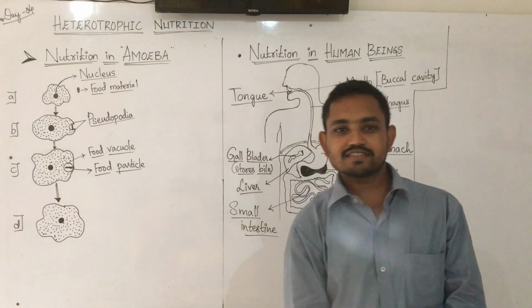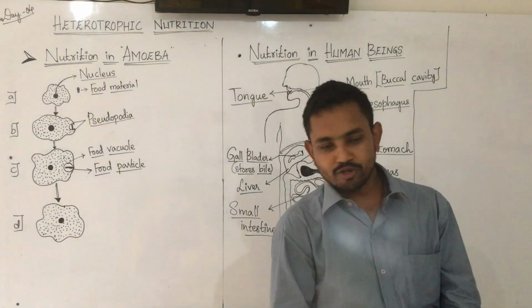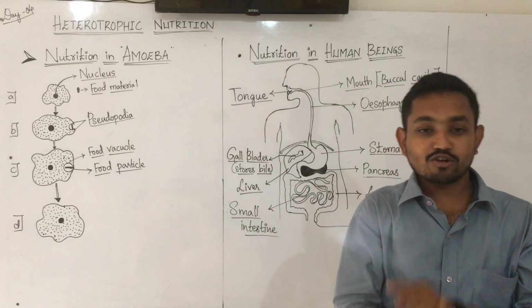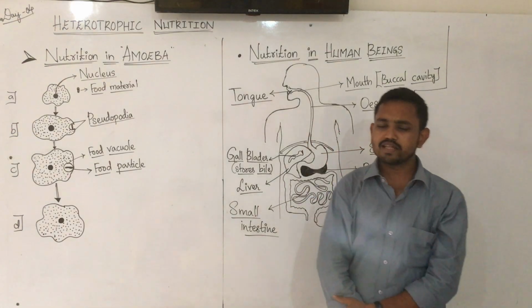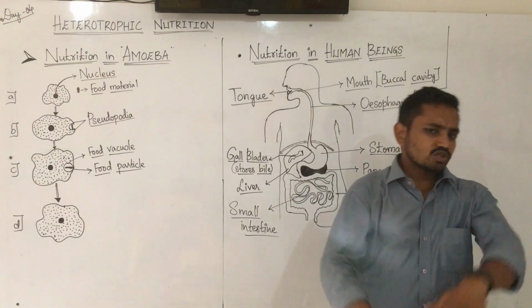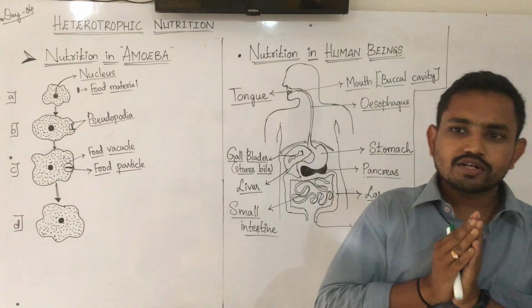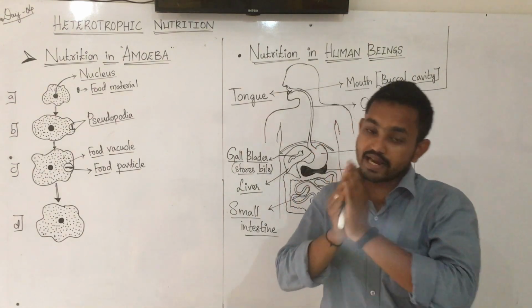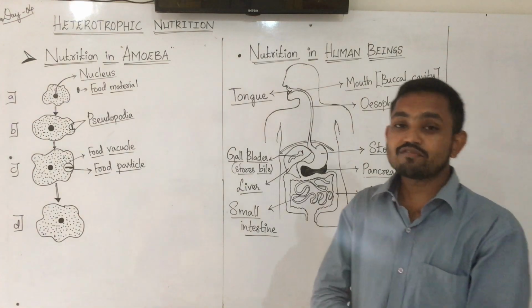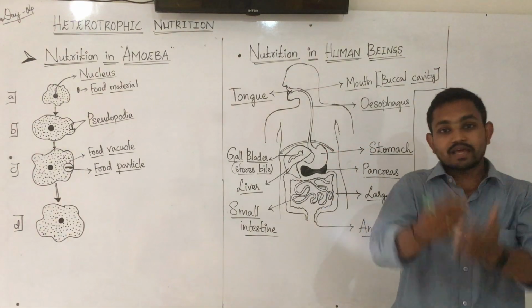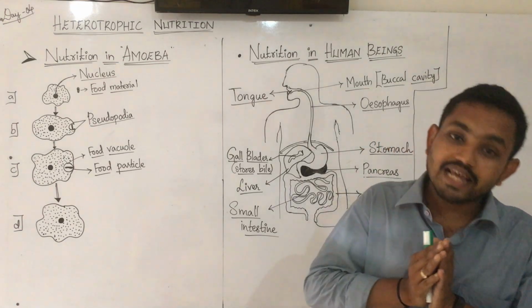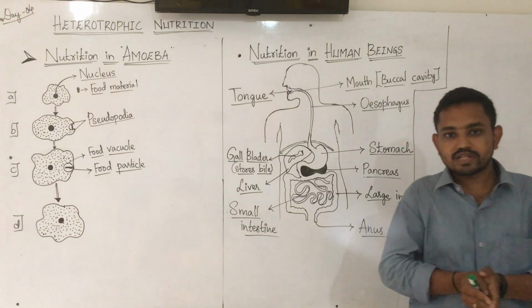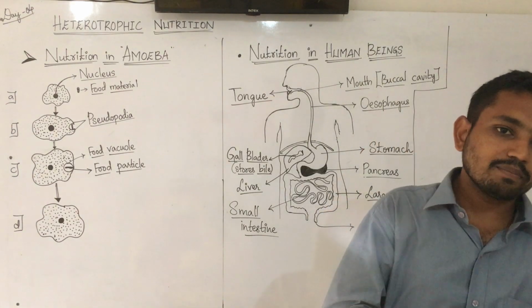So in the last session I was discussing nutrition as well as two different types of nutrition. One is the autotrophic mode of nutrition and the second is the heterotrophic mode of nutrition. Autotrophic nutrition takes place particularly in green plants, whereas heterotrophic nutrition takes place in many animals. In the NCERT textbook, they have given two examples: one is amoeba and the second is human beings.